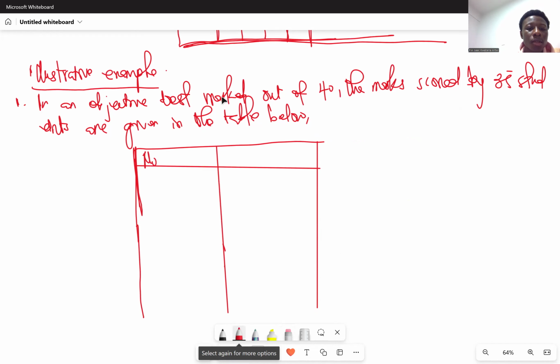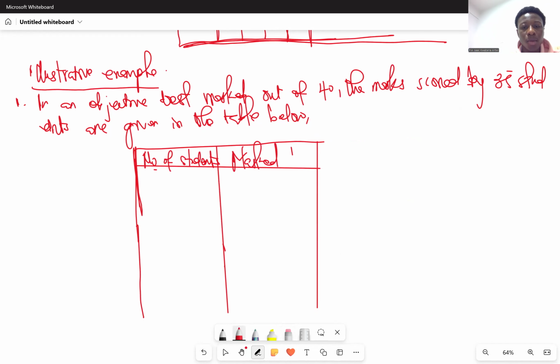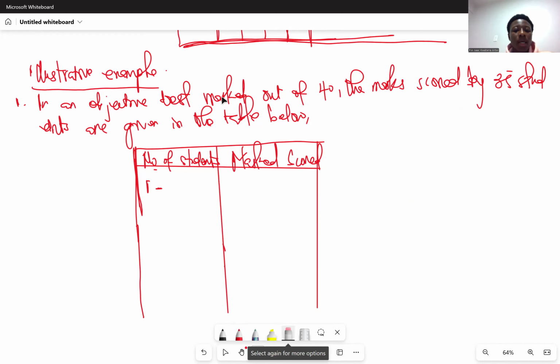So the first section is number of students. Then the next one is max score. I told you for frequency distribution tables, sometimes we wouldn't tell you this is frequency. You have to just look at the titles, what they mean, and you'll be able to get a clue on which of them should be your frequencies.